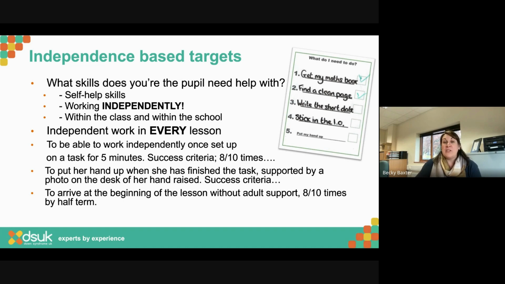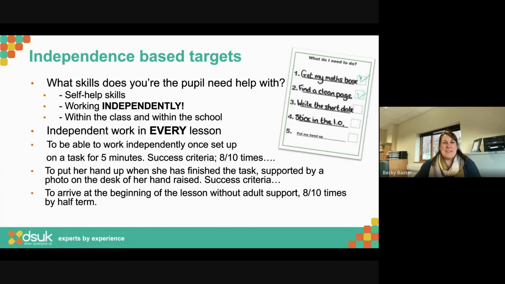Just to put your hand up when you finished your task, supported by a photo on the desk of a hand raised, right? When you're finished, remember to put your hand up. It's there, put your hand up. I do a lot of wandering around classrooms, not very far away from the child. You have control over when I'm coming back, and I'm going to come back and say how brilliant this is. I can't tell you how many times, oh, they can't work independently. Well, they can. It's just that the expectation is there, making sure the task is right and people are clear on what they're expecting in terms of what the child is producing.